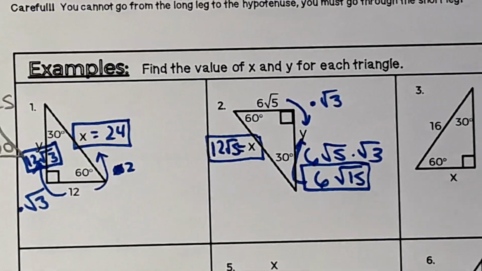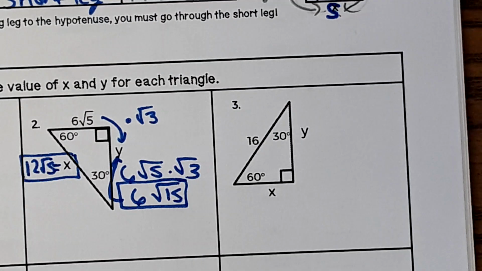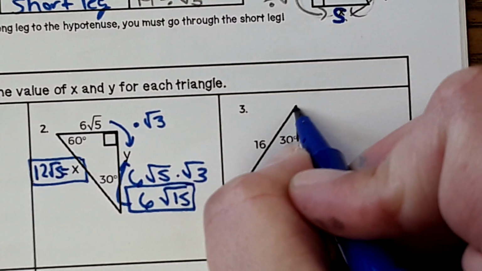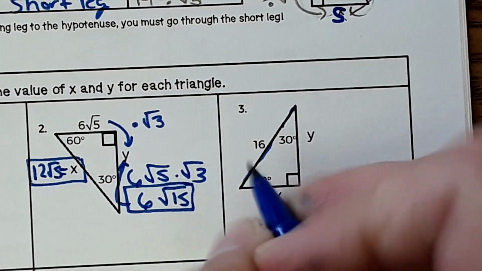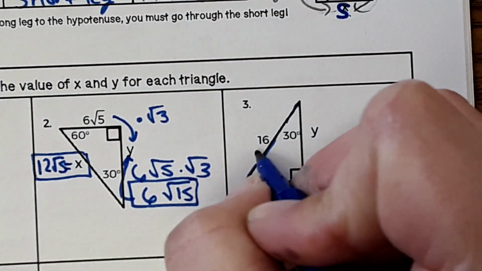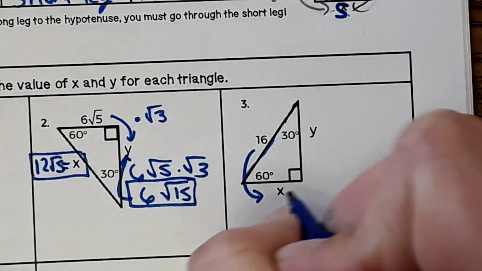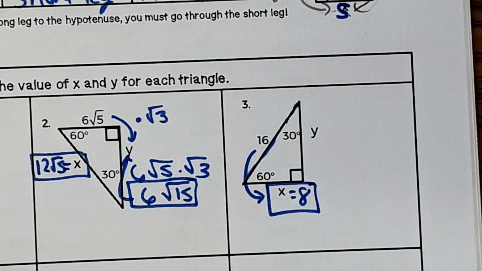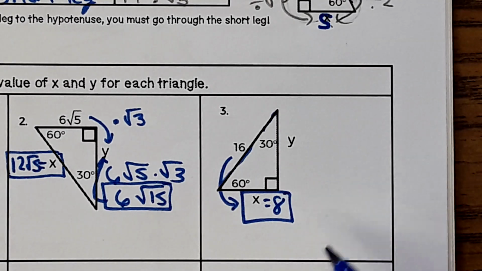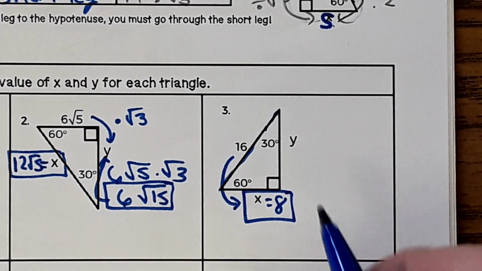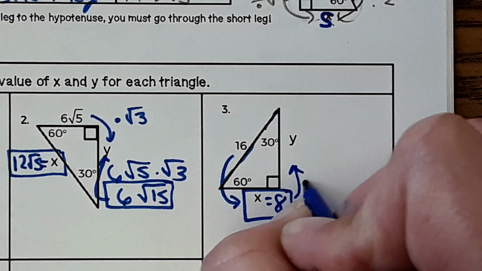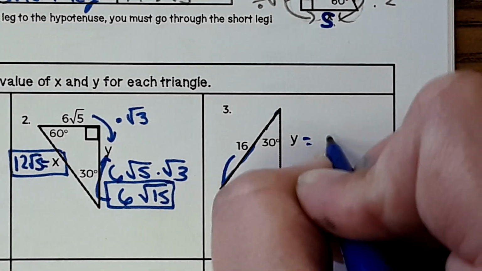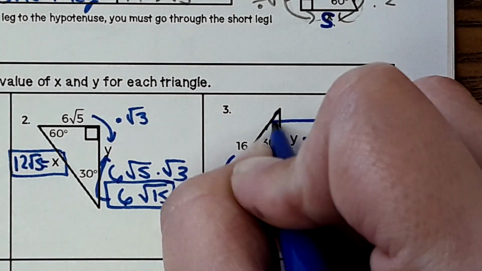Okay. Next, number 3. Okay, they gave us the longest side here. To go from the long to the short, we're going to divide it by 2 or halve it, so x would equal 8. And then to go from this to the medium side, we have to multiply by square root of 3, so y equals 8 square root of 3.